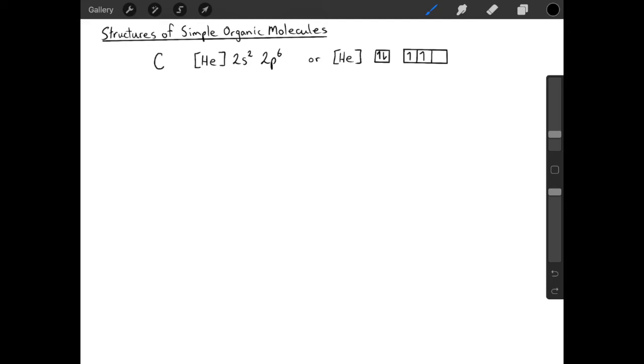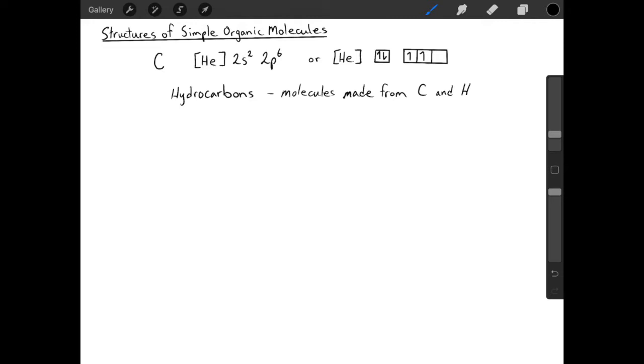Carbon has 4 valence electrons, and that means it almost always forms 4 bonds. And these can be a combination of single, double, or triple bonds. If only carbon and hydrogen atoms are involved in the bonding, the molecules are known as hydrocarbons.